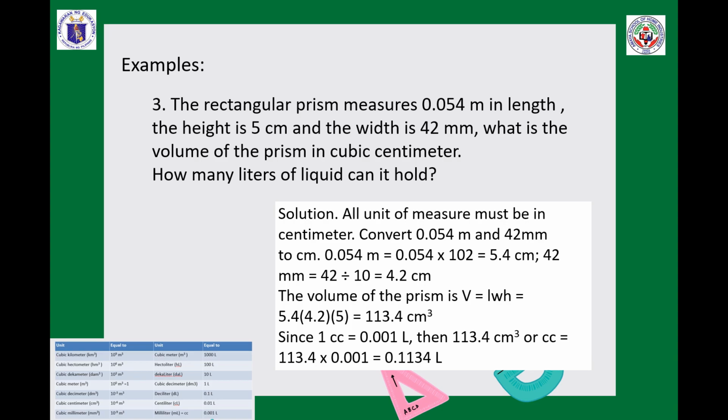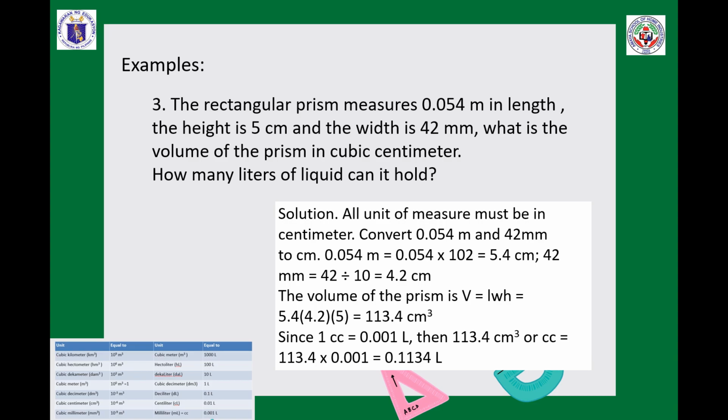So 0.054 meters is equal to 0.054 times 10 raised to 2, which is equal to 5.4 centimeters. 42 millimeters is equivalent to 42 divided by 10, which is equal to 4.2 centimeters. The volume of the prism is V equals length times width times height. So our solution for this is 5.4 times 4.2 times 5. The volume of the prism is 113.4 cubic centimeters.